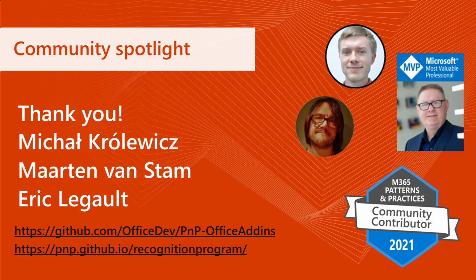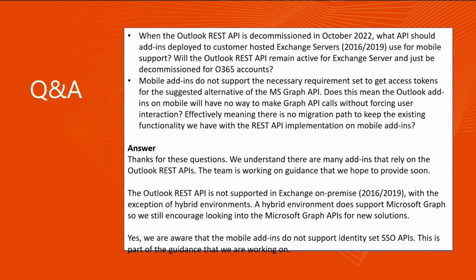So moving along, we had some Q&A come in on our Q&A form that we have out there, which there's a link to at the end of this slide deck if you have questions for the next community call. So a couple questions came in on Outlook REST API being decommissioned. Specifically, there is a question around mobile support. That first question is kind of asking about, will the Outlook REST API remain active for Exchange Server and just be decommissioned for O365 accounts?